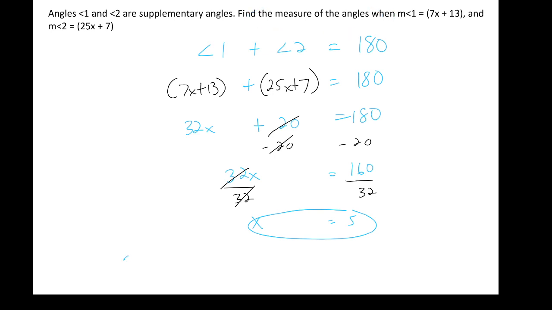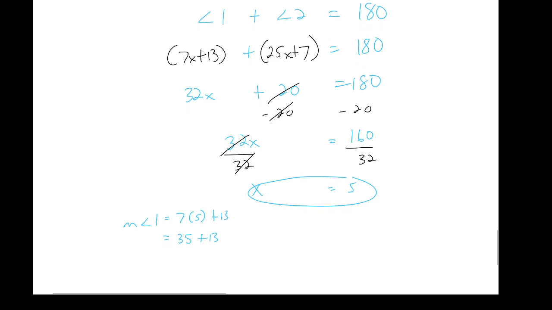So we have to go back and think about, well, the measure of angle 1 was 7 times x, which we now know is 5, plus 13, or 35 plus 13, which, when we add those two together, we get 48 degrees. And then, of course, there's the measure of angle 2. Same sort of procedure. And you get 25 times 5 plus 7, right? Which is going to be 125 plus 7, or 132.